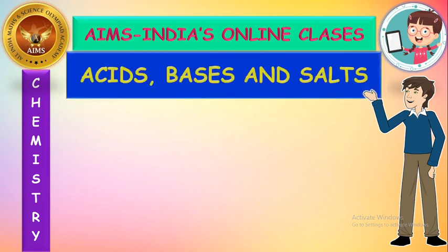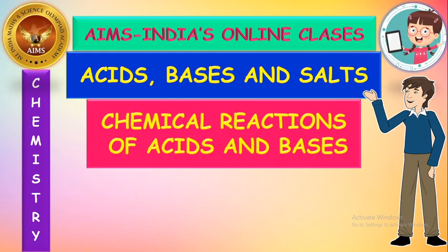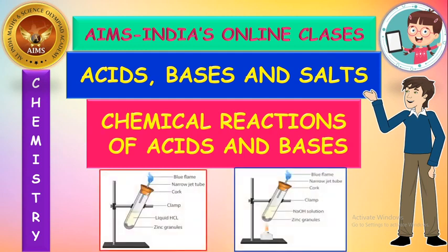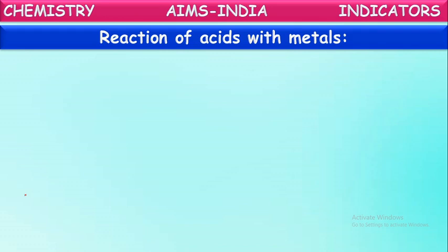In this session, we are going to discuss the chapter acids, bases and salts. From this chapter, we are going to talk about the chemical reactions of acids and bases. First, let us look at the reactions of acids with metals.